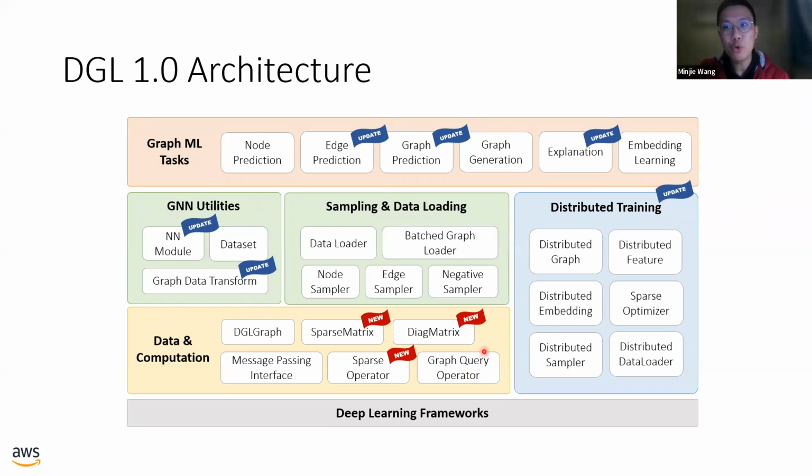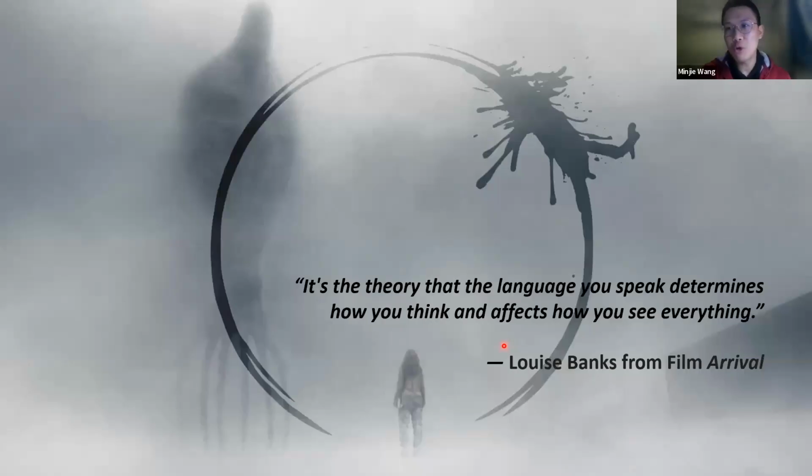And maybe you will wonder, okay, hey, Minjie, you just talked about DGL, where one of the key features is graph-centric programming. Why talk about a sparse matrix in the new release? Here I quote one of my favorite movies, Arrival. It is a movie about a linguist, Louise Banks, saving the world from aliens. The central message is about a theory: the languages you speak determine how you think and affect how you see everything.